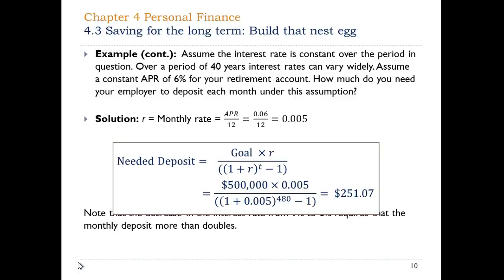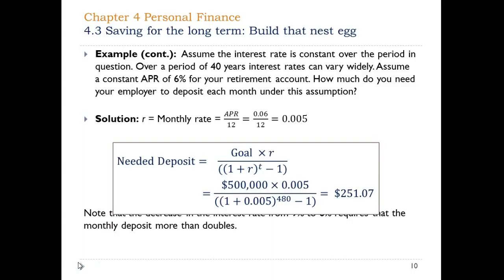Assume the interest rate is constant over the period in question. Over a period of 40 years, interest rates can vary widely. Assume a constant APR of 6% for your retirement account. How much do you need your employer to deposit each month under this assumption?